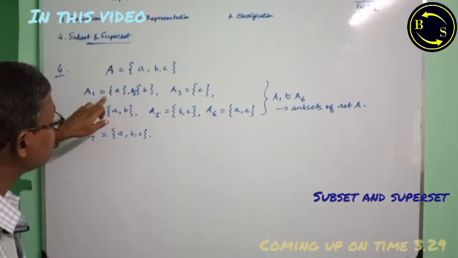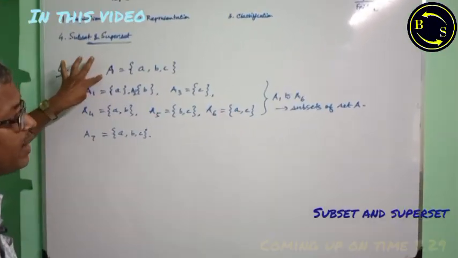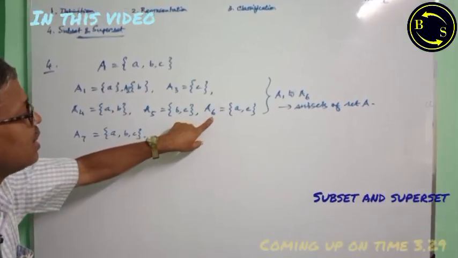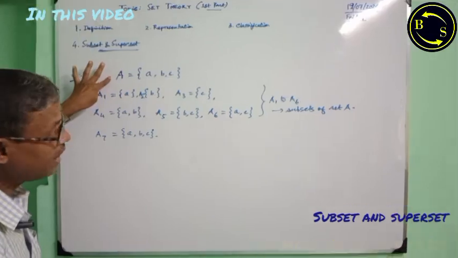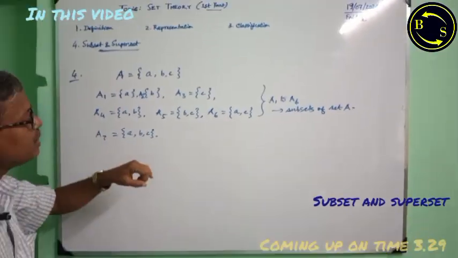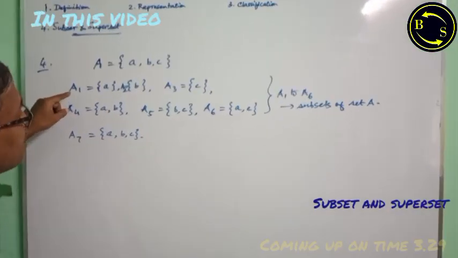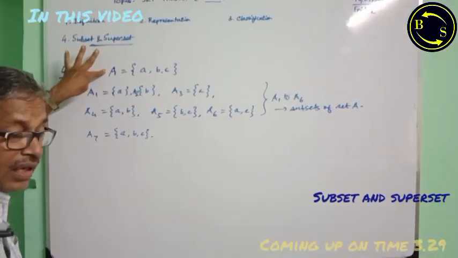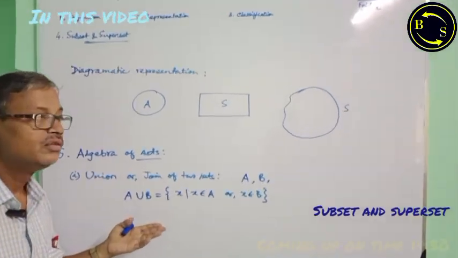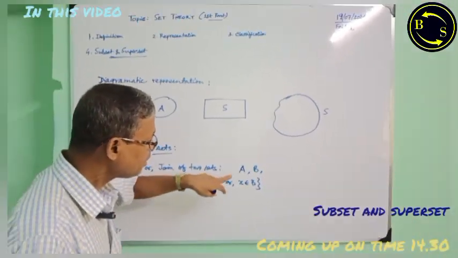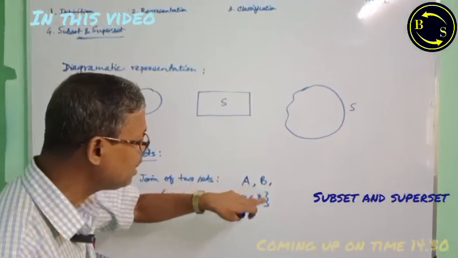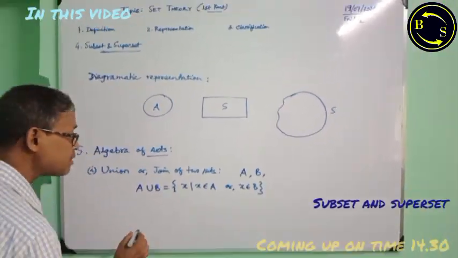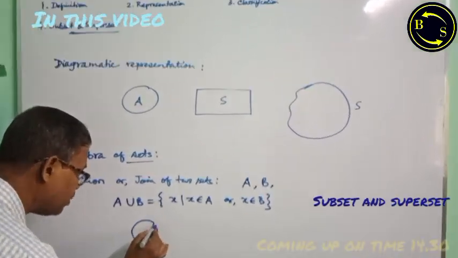Members of these sets are also members of set A. Members of any of these sets A1 to A6 are also members of set A. And what we find, the number of members of each of these sets are less than the number of members of set A, having members of which some may be in A, some may be in B, or some may be within A and B. We express that by using Venn diagram like this.